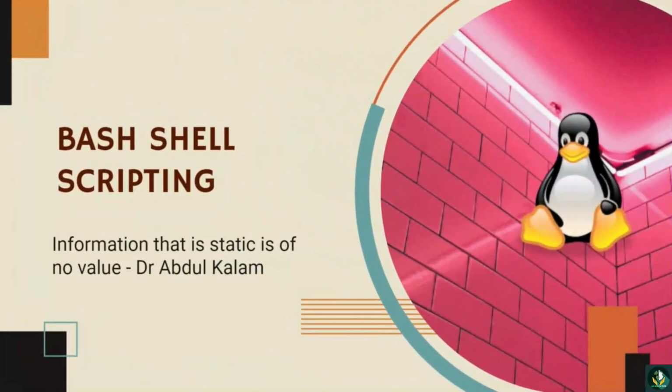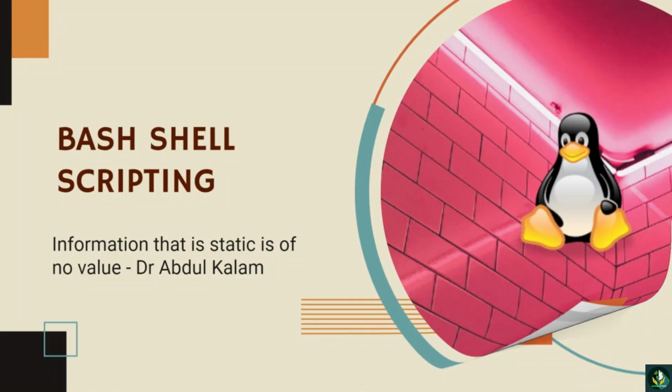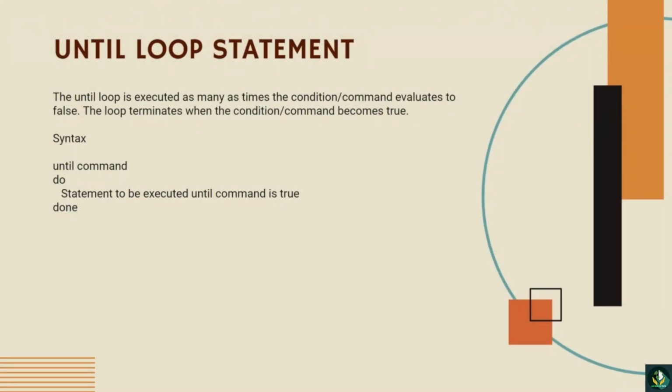Welcome back. In this section we are going to look at the until loop. The until loop is executed as many times as the condition or command evaluates to false. The loop terminates when the condition becomes true. So the syntax is: until command, do statements to be executed, until the command is true, and done. Now let's move to the practical demonstration of it to get a better understanding.